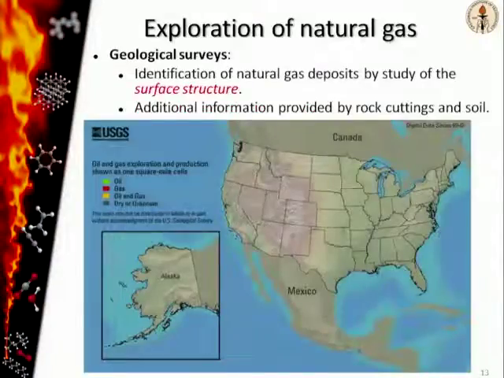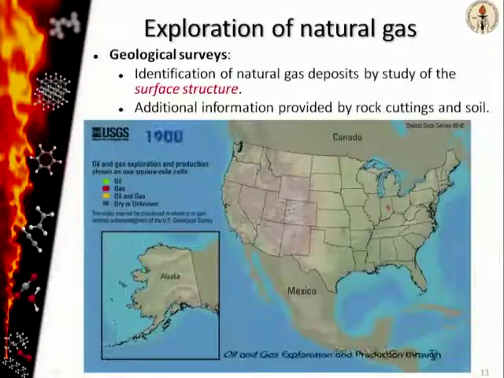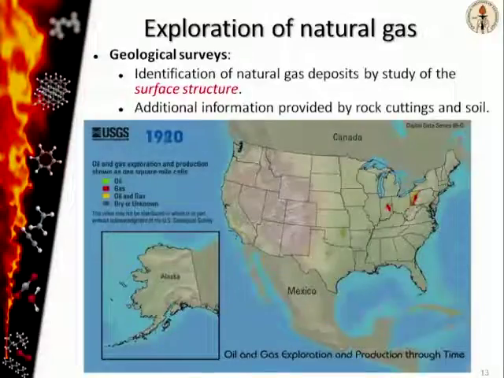So how do you find these resources of natural gas? One of the earlier techniques was to basically conduct geological surveys, and the figure here essentially shows a time-lapse movie created by the United States Geological Survey, the USGS, of discovery of oil and gas in different locations in the United States over the course of many years.